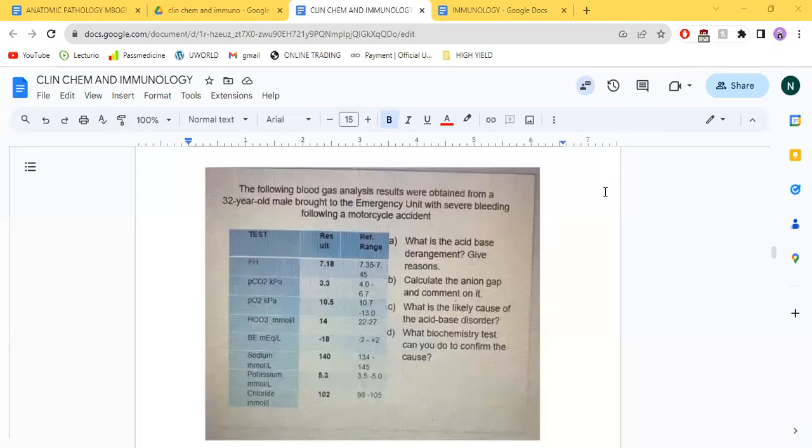The following blood gas analysis results were obtained from a 32-year-old male brought to the emergency unit with severe bleeding following a motorcycle accident. Let's go through them. pH is 7.18. It's low. PCO2 is 3.3. It's low. PO2 is 10.5. It's low. HCO3 is 14. Low. The base excess is negative 18. Sodium 140. Normal range. Potassium high. And then chloride is normal.